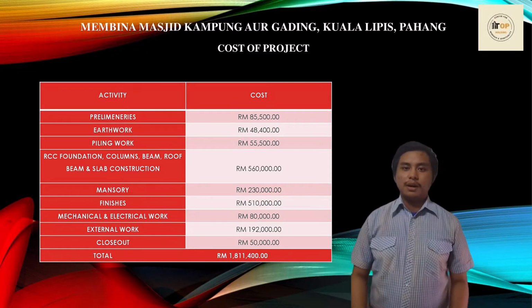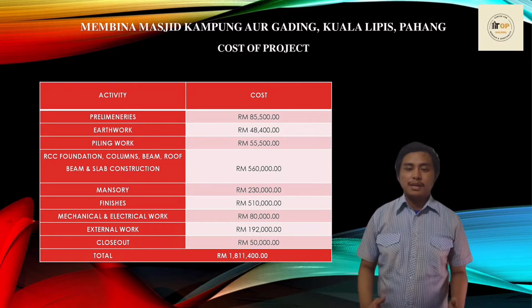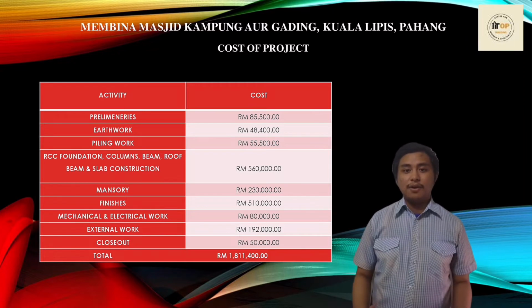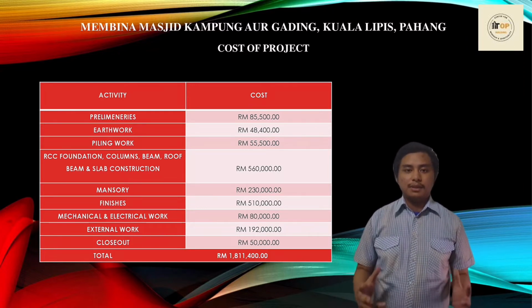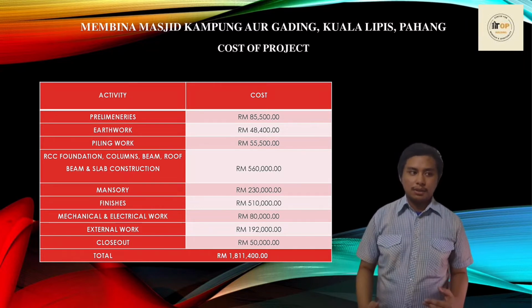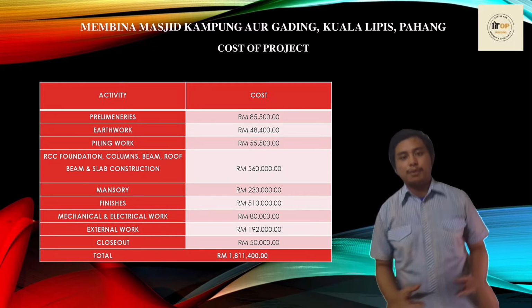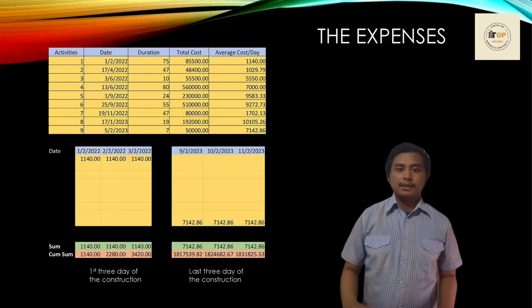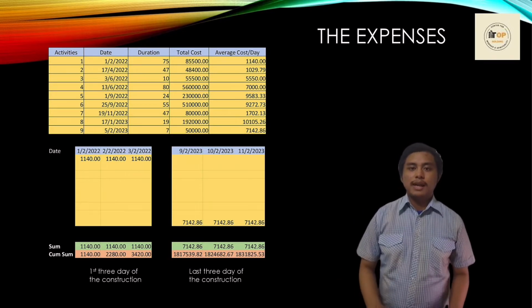I want to talk about the cost of the project. The cost of this project is about 1,811,400 ringgit Malaysia. This cost covers preliminaries, earthwork, piling work, reinforced work, masonry work, finishes, mechanical and electrical, external work, and project closeout. To find the expenses during this project, we can do the S-curve.